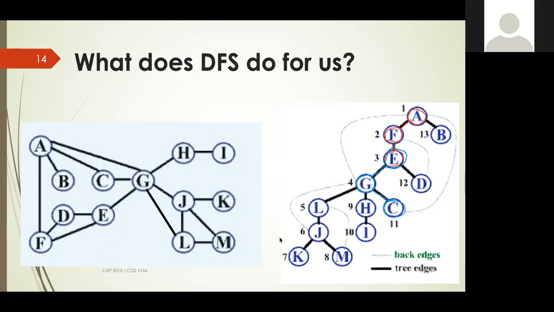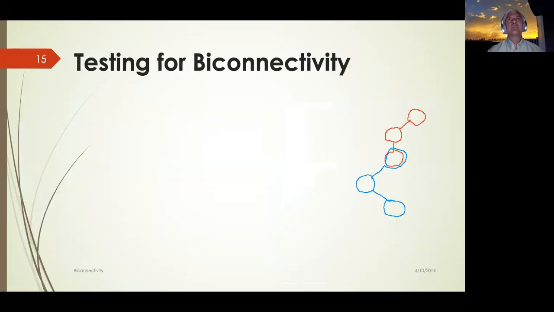Wait, are you trying to say that we might have to take multiple back edges to get to A? Yeah. Oh, okay, I see. Yeah. And I'll show you an example. All right, let's draw it here, see what happens.